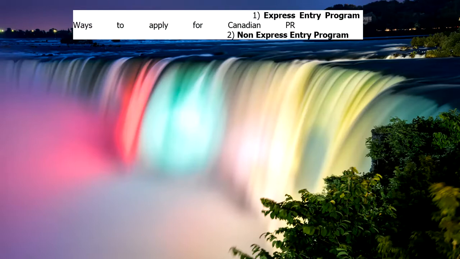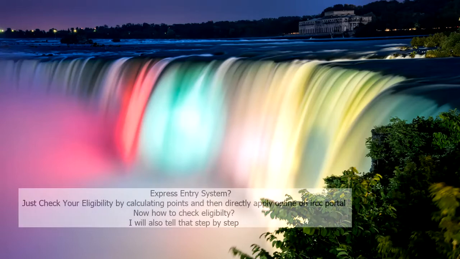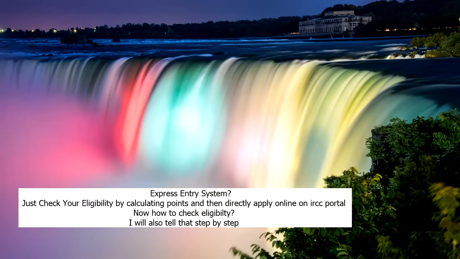Okay, basically there are two ways to apply for Canadian PR: express entry system and non-express entry system. In express entry system, you directly apply for PR if you become eligible to apply. Now, what is the eligibility criteria? We will discuss that also in this video.